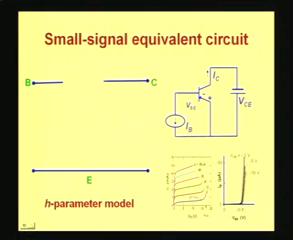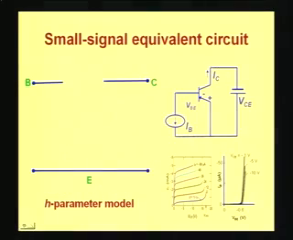We will then explain the AC characteristics of the bipolar transistor. As in the case of the p-n junction, the AC characteristics will be represented using an equivalent circuit for the transistor. This is called the small signal equivalent circuit. There are two types of equivalent circuits which are used. One type is called the H parameter model, which is what is shown here on this particular slide.